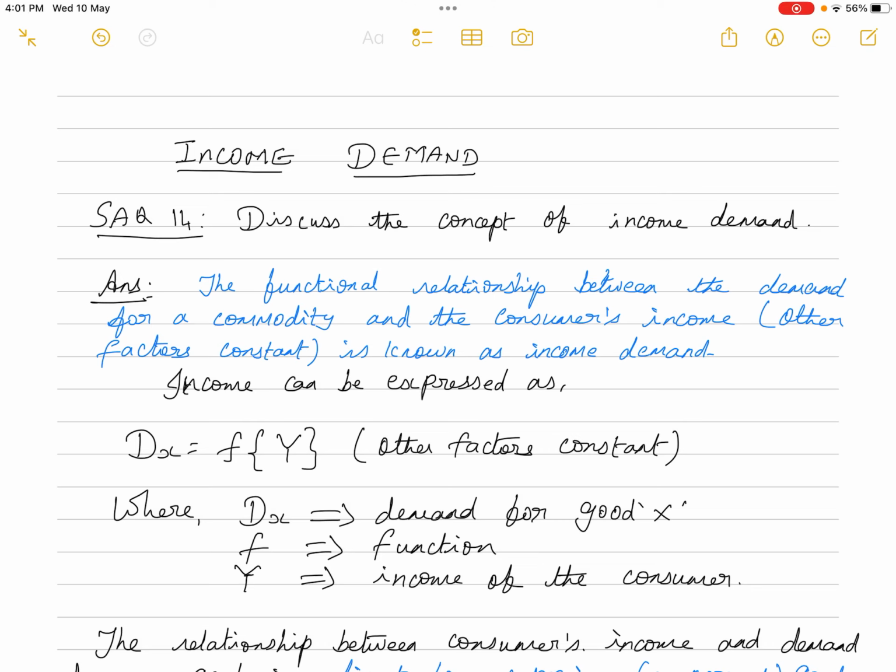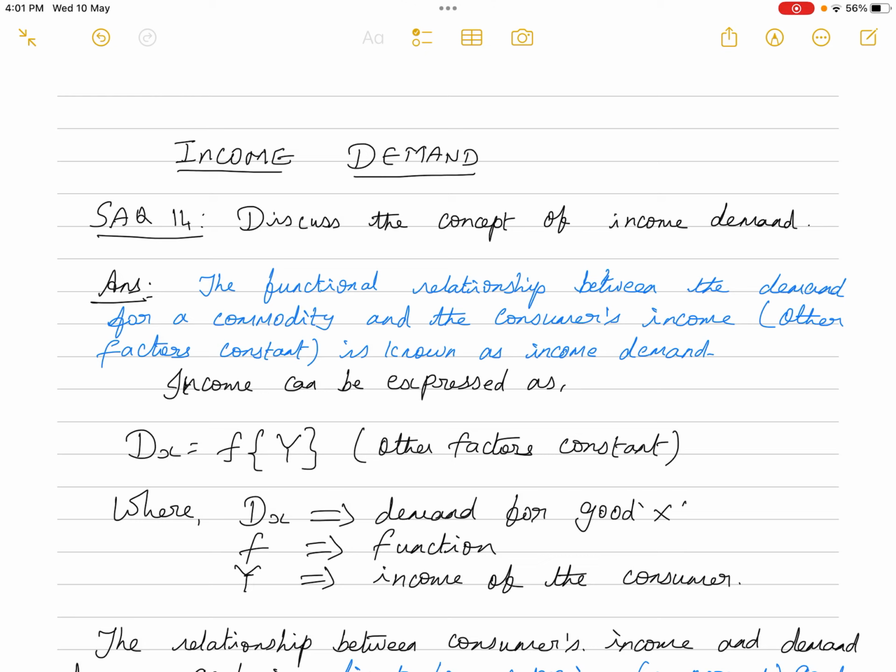In today's class, we will check out the next short answer question, income demand. SAQ 14: discuss the concept of income demand. Basically, the relationship between income and demand is income demand. The relationship between price and demand is the price demand.